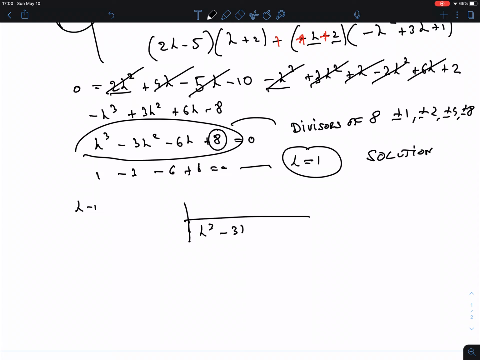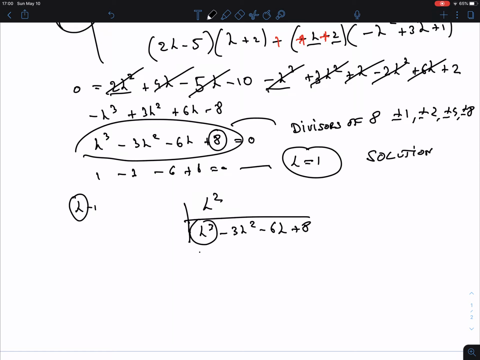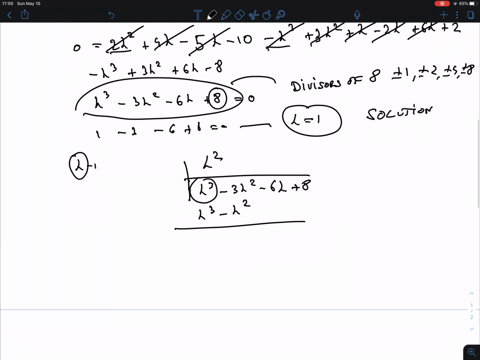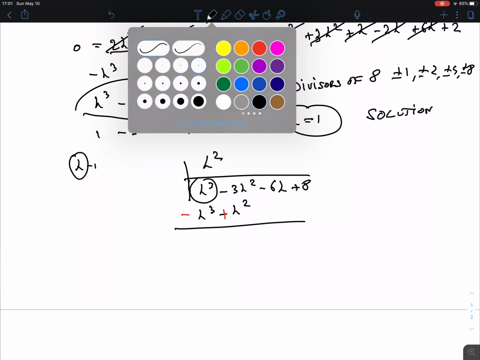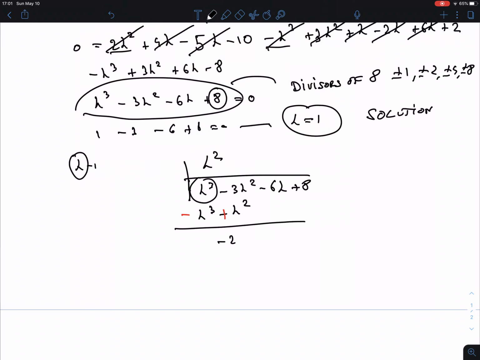I'm sorry if I put things in the wrong place, but I have to divide by lambda minus 1. So how many times does lambda minus 1 go into lambda cubed? How much goes lambda into lambda cubed? Lambda squared times. And so that gives me lambda cubed minus lambda squared. Then I subtract. Okay, so that means a minus here, a plus there. So I get minus 2 lambda squared minus 6 lambda, bring that guy down.